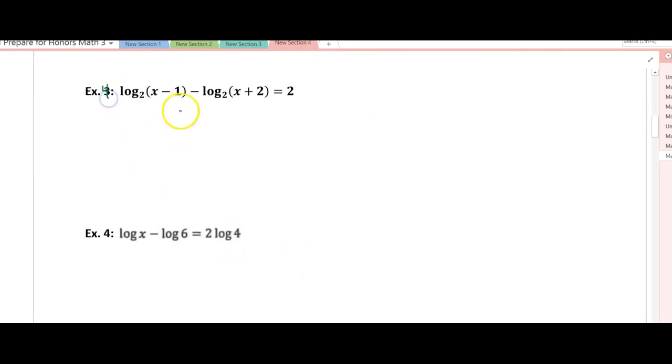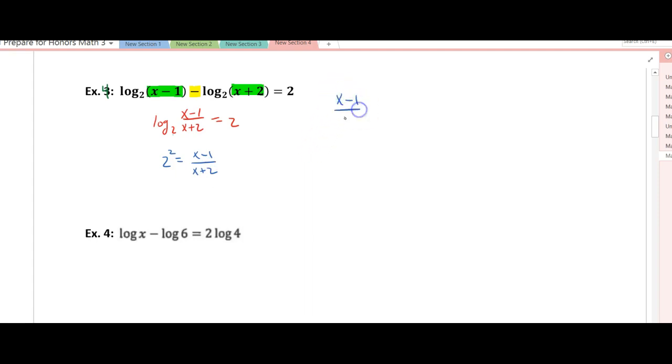Example 4, very similar. Okay, but here's the thing. Here I have subtraction. So what do I have to do with these when I condense this logarithm? It's log base 2 of x minus 1 over x plus 2 is equal to 2. Now I can go through my process. 2 to the second power is equal to x minus 1 over x plus 2.